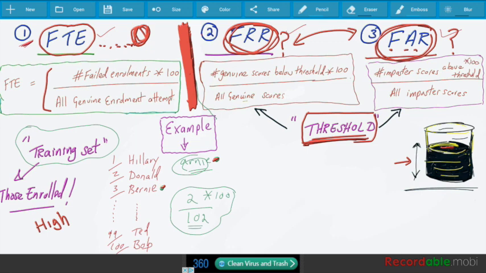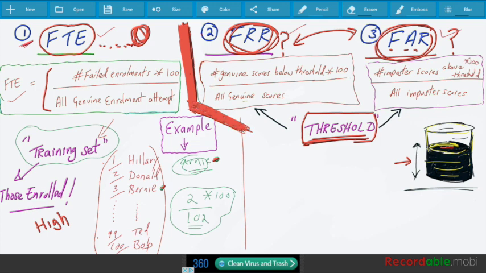So let's do a little example here again for FRR and FAR to explain this hopefully clearer to you. Let's take our same set, because this is the training set. The names there are Hillary and Donald and Bernie and Ted, Bob, etc. They've been enrolled. That's the hard part, to get them enrolled and make that calculation of FTE. But once they're enrolled, the other two should be quicker, because you don't have to do necessarily the full set of 100.